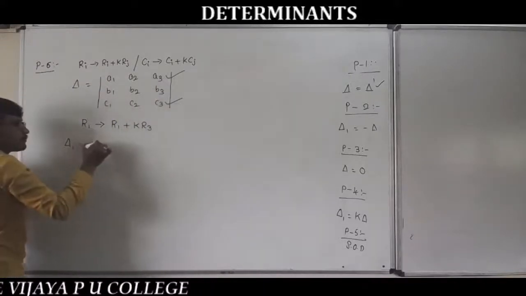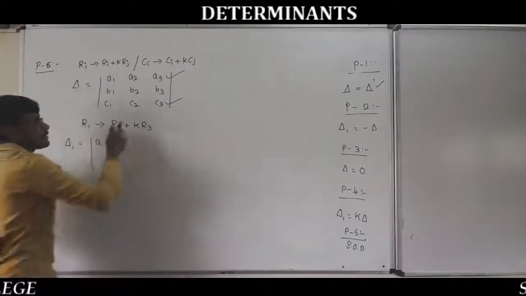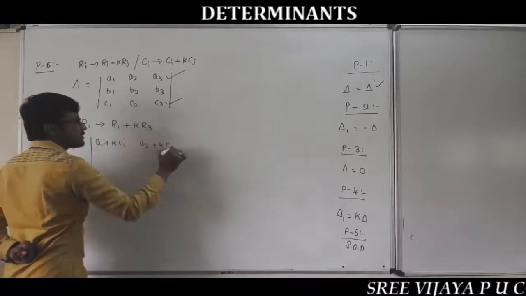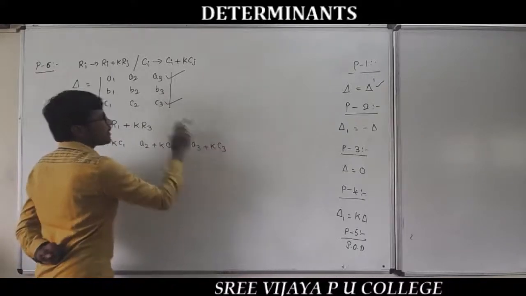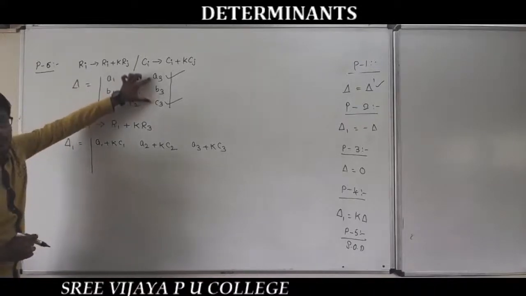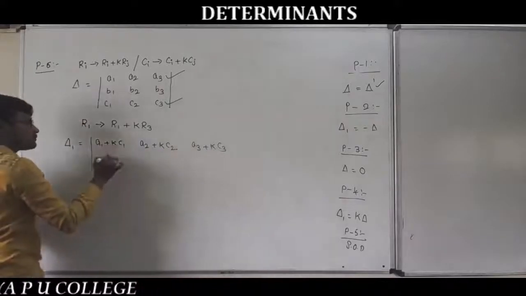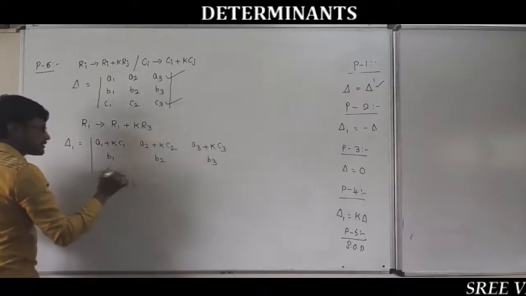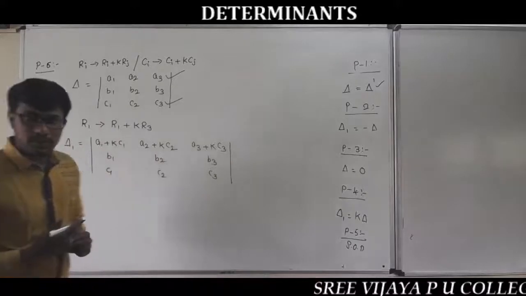R1 is A1 plus k times the corresponding R3 element, C1. Next, R1 is A2 plus k times the corresponding R3 element, C2. Next, R1 is A3 plus k times the corresponding R3 element, C3. So take the corresponding elements of R1 and R3 and multiply with k. You wrote that for R1. What about R2? B1, B2, B3 as it is, C1, C2, C3 as it is. So you got this one.